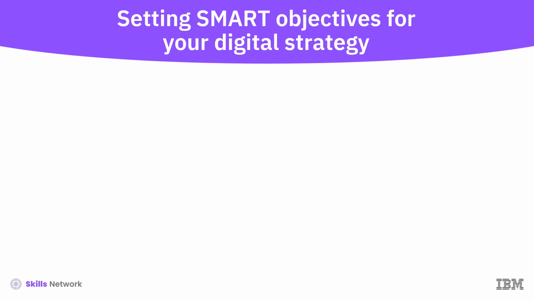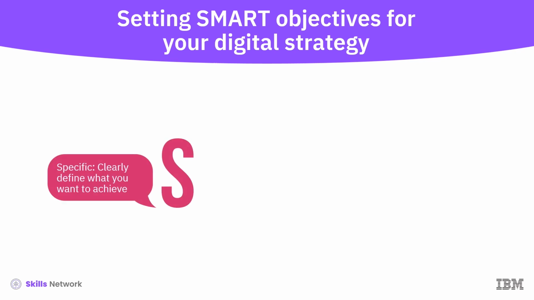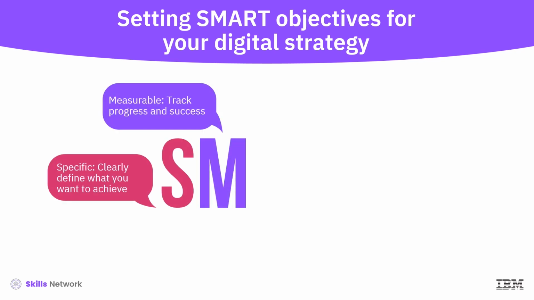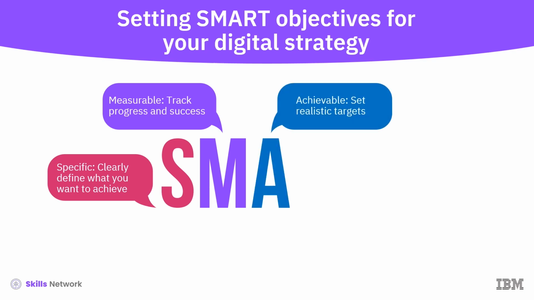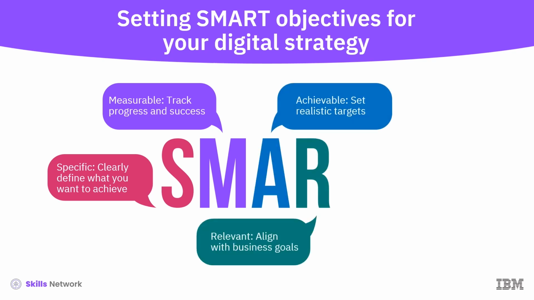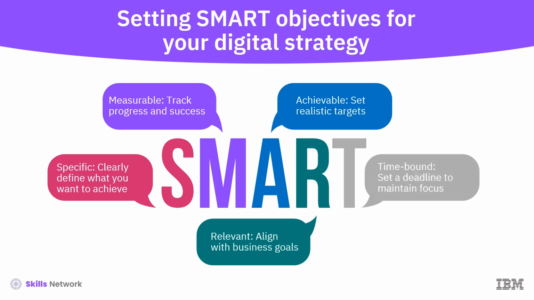Each digital strategy starts with setting clear, measurable, and achievable objectives. These goals should follow the SMART framework. Specific goals define exactly what you want to achieve. Measurable goals ensure you can track success. Achievable goals set realistic targets. Relevant goals align with your business's purpose. And time-bound goals have a defined start and end date to maintain focus and urgency.